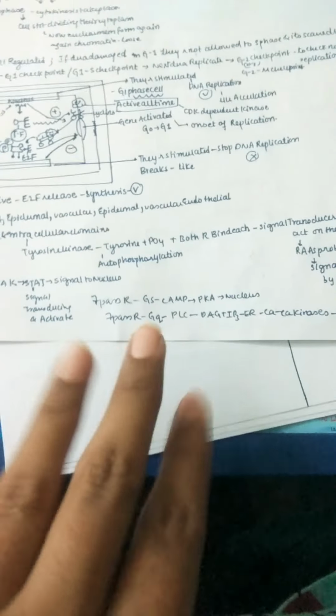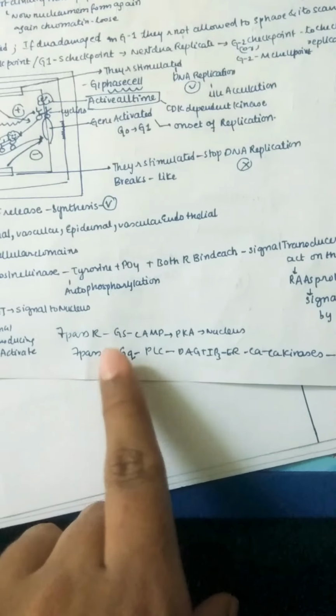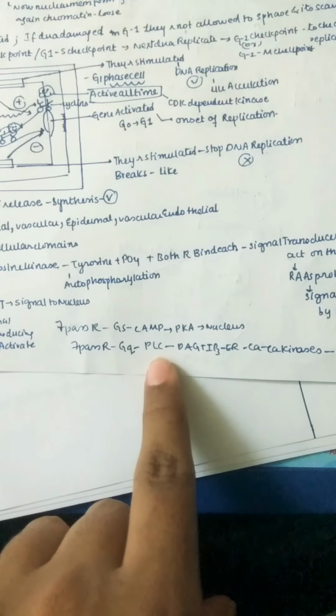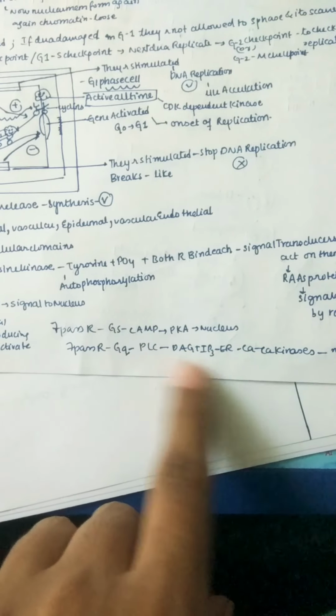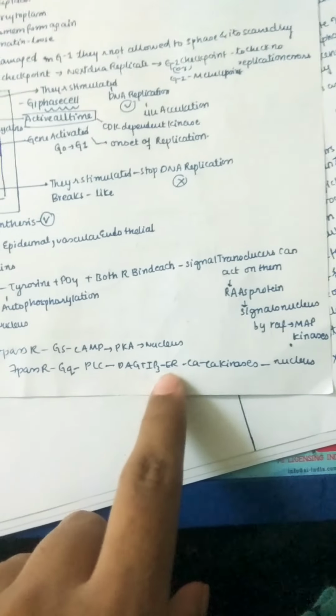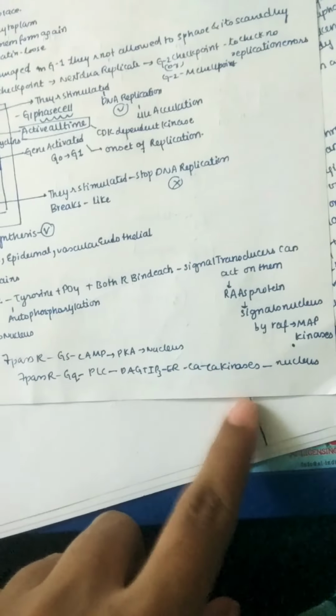And also there are 7 pass receptors which act upon G stimulatory, that is cyclic AMP is activated, protein kinase is activated, and again stimulus to the nucleus. So these are all examples of how a nucleus gets stimulated. Another 7 pass receptor may be G inhibitory, which gives response to protein PLC that forms DAG and inositol phosphate IP3. From the endoplasmic reticulum it releases calcium, and calcium kinase is attached to it, and again gives a signal to the nucleus. So these are some examples of how the nucleus gets stimulated.